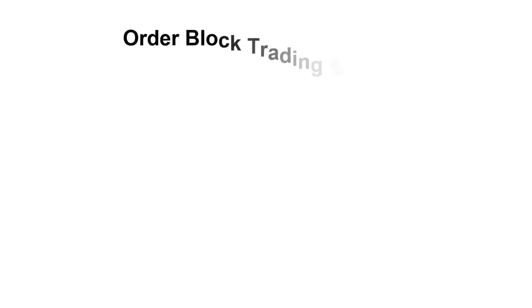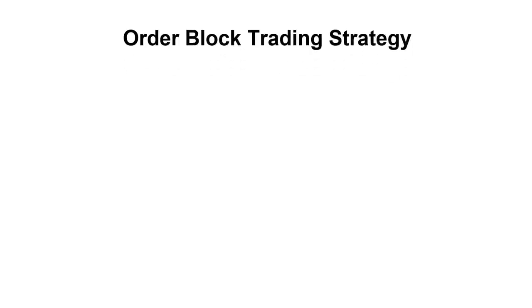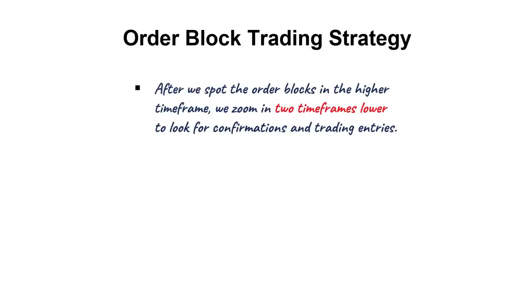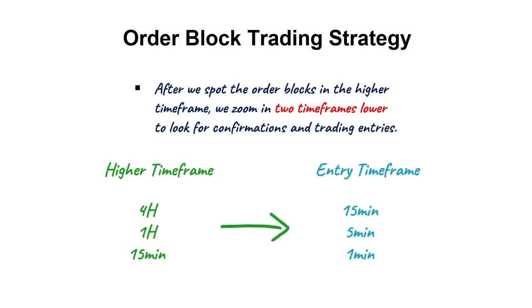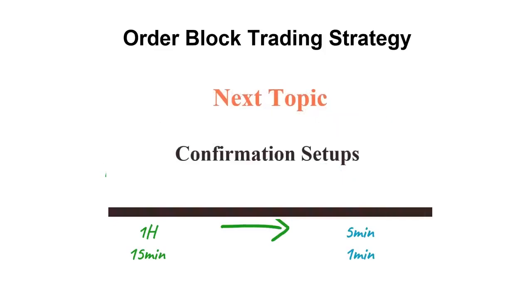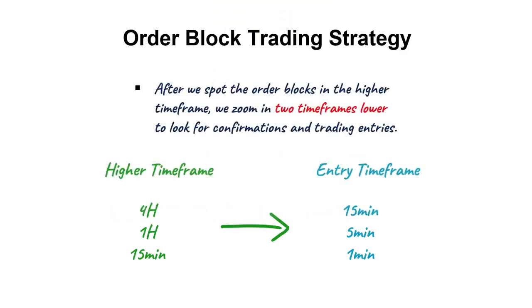The order blocks trading strategy is not limited to any time frames. Still, after we spot the order blocks in the higher time frame, we zoom in 2 time frames lower to look for confirmations and trading entries. So when we use 4-hour, 1 hour, and 15 minutes charts as our higher time frame, we look for entry reasons in 15 minutes, 5 minutes, and 1 minute, respectively. You could use multiple price action setups as confirmations for trading the order blocks. Here are some of the most common patterns we trade in the market.